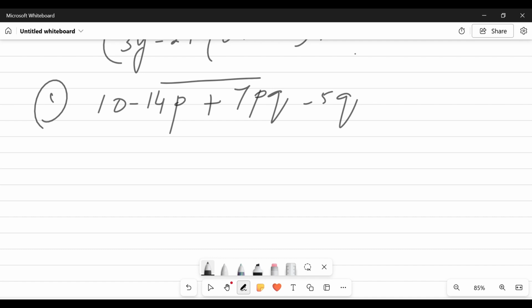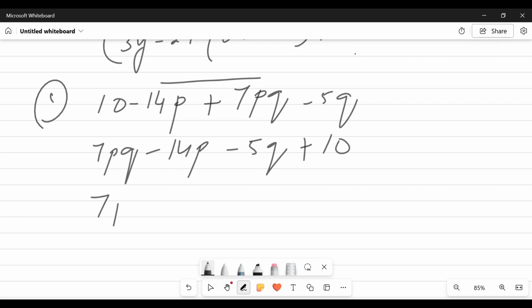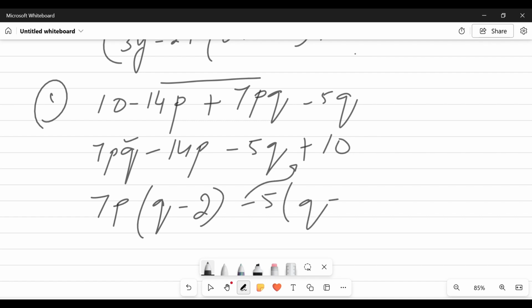You can take 14p. If I take that 7pq, which is plus, then minus 14p, and then minus 5q and plus 10. Let's see. 7p is the highest common factor. We are left with q inside, minus 2, because 7 2s are 14, p cancels. Here it's minus 5 is the highest common factor. Left with q, minus plus minus, and 5 2s are 10. See, both the brackets are same.